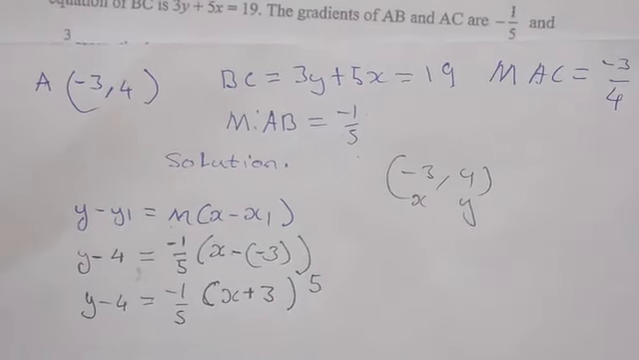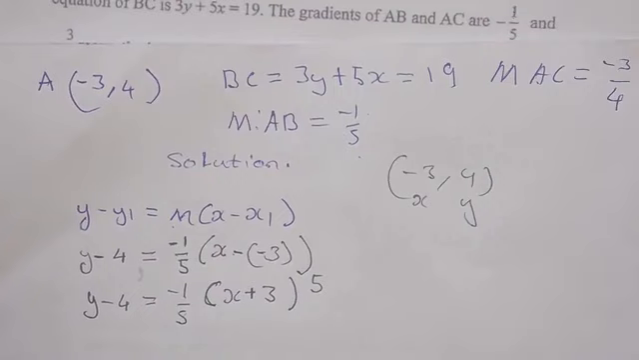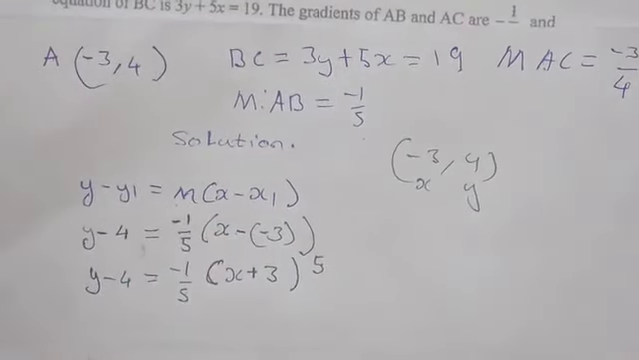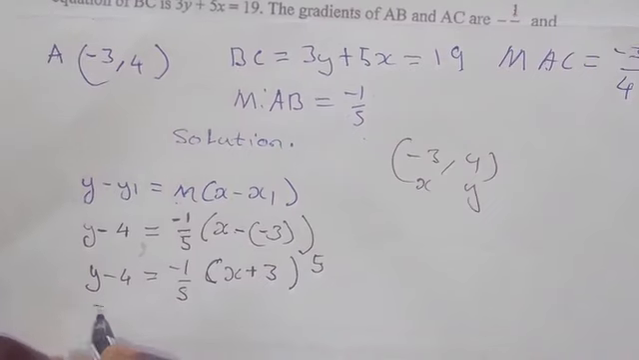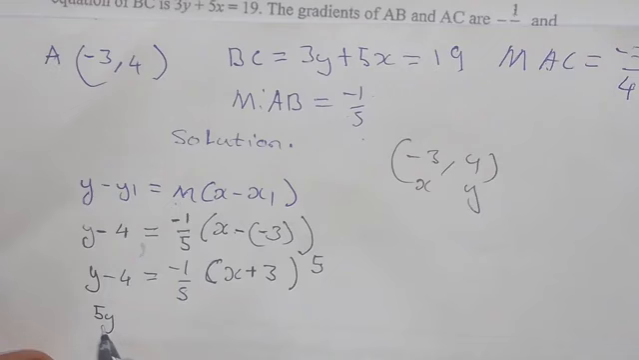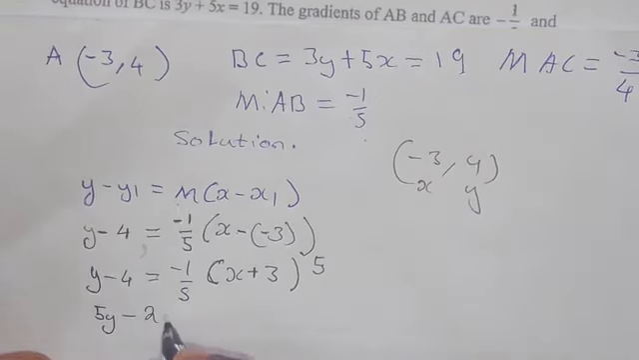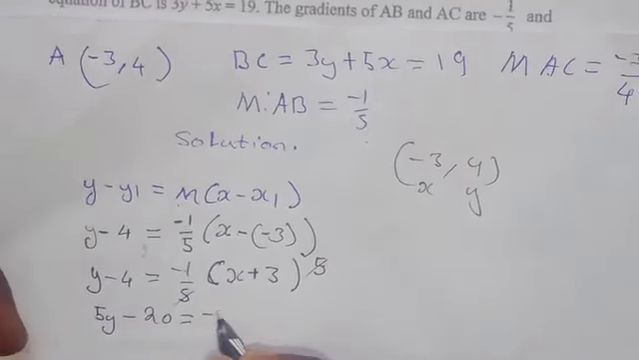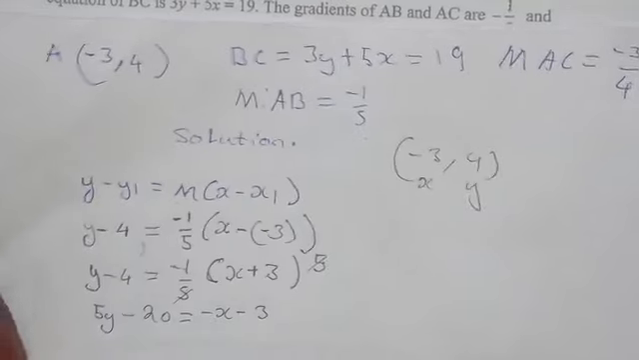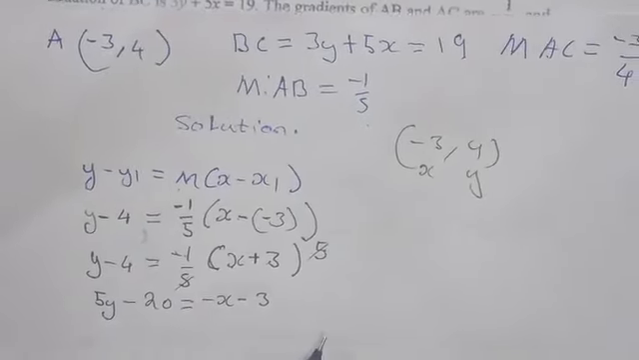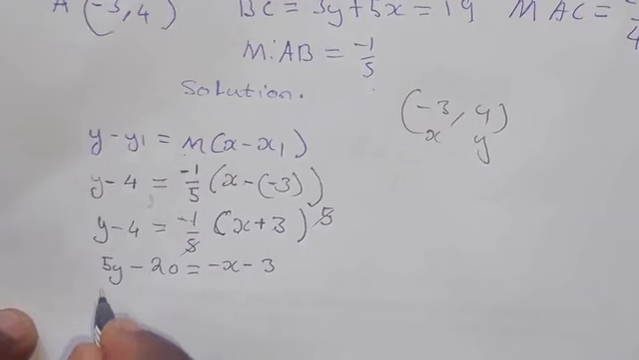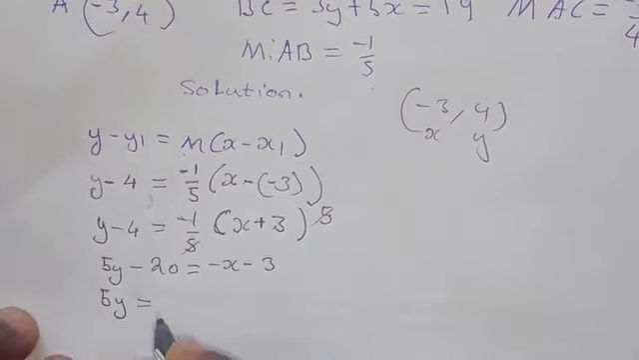In short, we get rid of the fraction by multiplying everything by 5. Okay, so 5 multiplied by y, we're going to have 5y, minus 5 multiplied by 4, we're going to have 20. 5 and this will cancel. So here we have negative multiplied by x, -x, negative multiplied by 3, -3. Then here we just collect the like terms by taking 20 to the other sides, because -20 and -3 are like terms. Okay, so we have 5y is equals to -x.